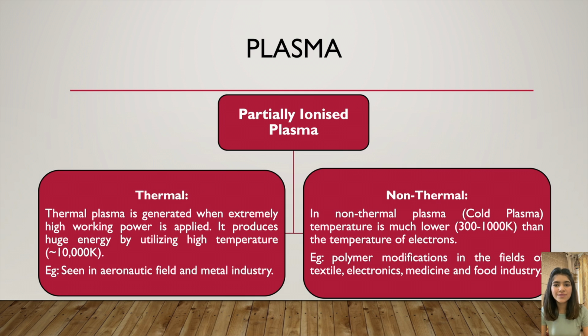Now, here it uses high temperature, right? In non-thermal plasmas, the temperature is just room temperature. So this is the major difference between the two. Examples of thermal plasma are aeronautical fields, metal industry, etc. And examples of non-thermal plasma can be seen in polymer modifications, electronics, medicine, and in the food industry.